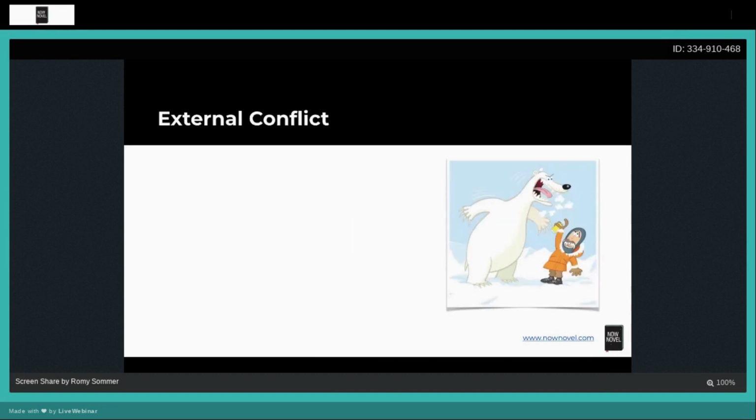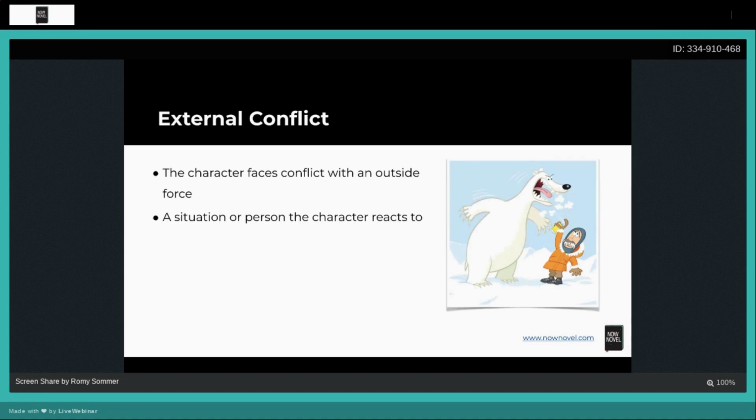Okay, external conflict, like that great big polar bear threatening our poor little intrepid adventurer. So external conflict is when the character faces conflict with an outside force. It's also a situation or a person that the character reacts to, in this case, the great big polar bear. And it can be resolved without the character changing.